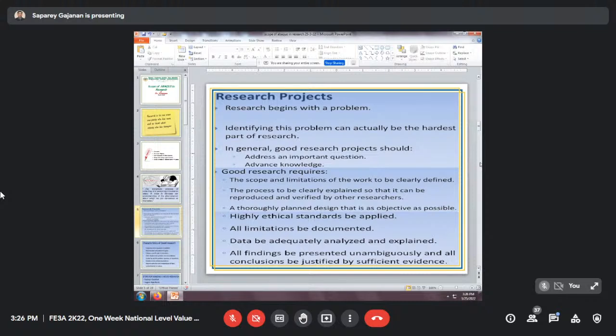Good research requires the scope and the limitation of the work also, right? So second thing is, when you have prepared the blueprint, the blueprint has to give the information about the scope of it, meaning how best you can do that work and under what conditions. What are the things that are not possible, meaning the limitations or the assumptions that you need to carry out in order to get that particular problem solved. And the process has to be clearly explained, so that it can be reproduced and verified by other researchers also.